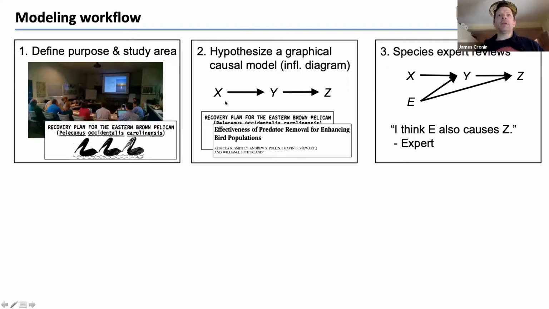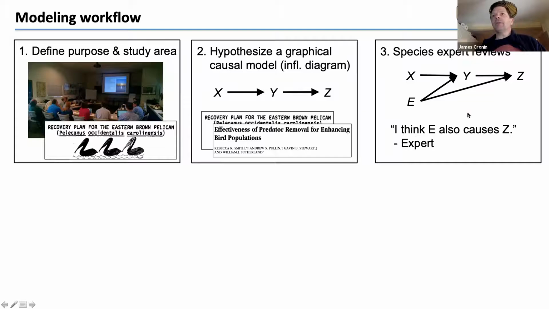So in this toy example here, X is causing Y and Y is causing Z. What this means is if X were to change or vary, either naturally or because we manipulated it experimentally, or because we went in and conducted some management action, that would cause Y to change and that would cause Z to change. These causal models, we develop and draft based off the recovery plans, because the recovery plans highlight a lot of important habitat characteristics and threats to the species. And then we delve further into the literature.